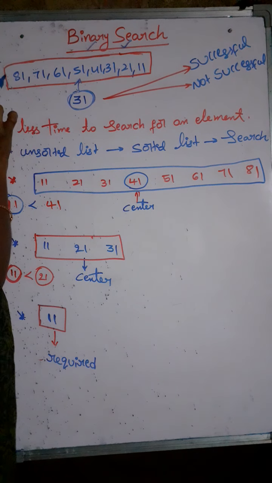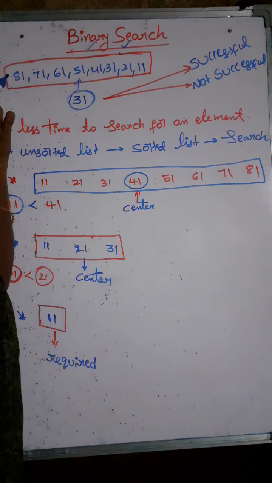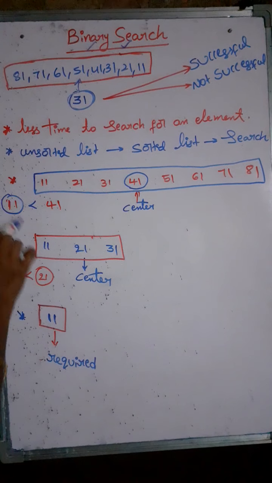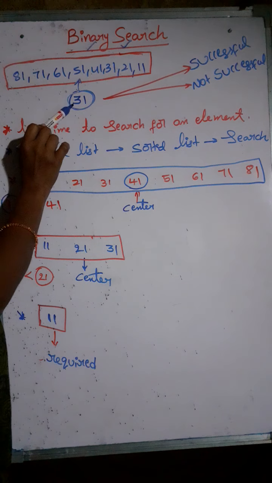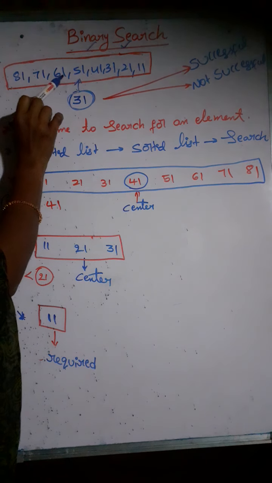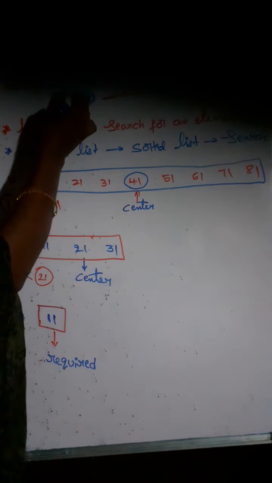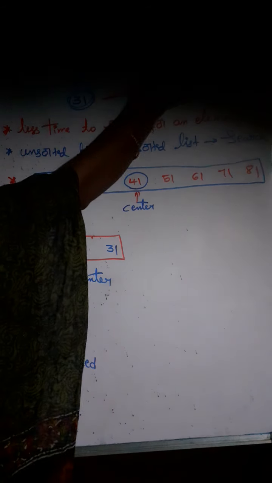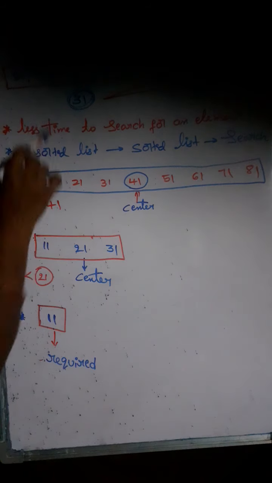Let us assume that this is one list, and now I am checking whether this particular item is present in this list or not. So that is called searching. Searching is nothing but checking whether a particular element is present in the list or not. If this particular element is present in the list, then we can call it search is successful. If this particular element cannot be found in this list, then we can call it search is not successful.